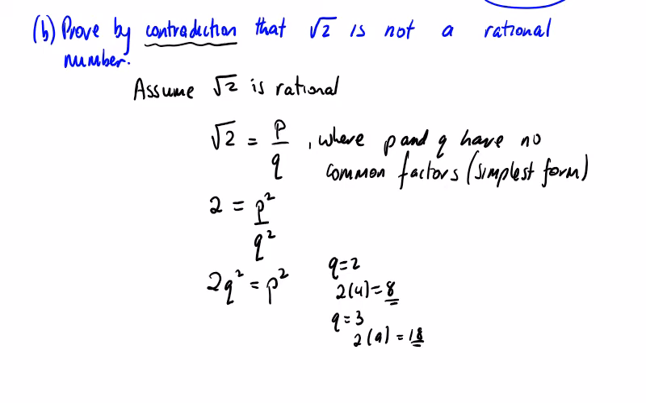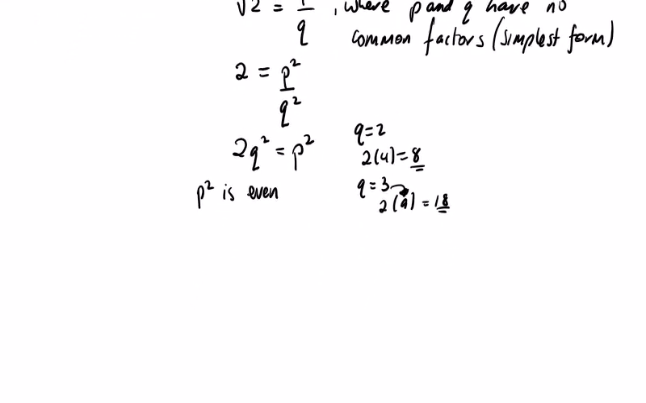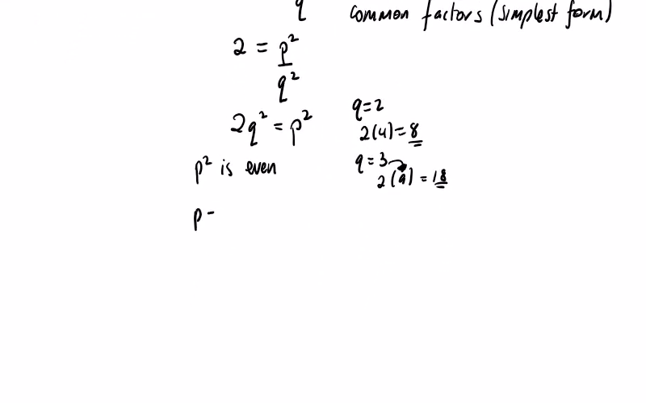So therefore we can say that p squared is even. And looking at this one, 3 3s are 9, so an odd number squared will be odd, but an even number squared is even. So we can say then that p is even. So let's let p equal something that's even. So we can say p is equal to 2k.